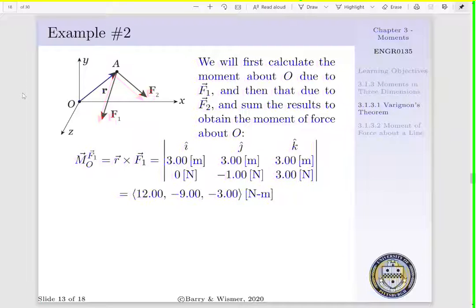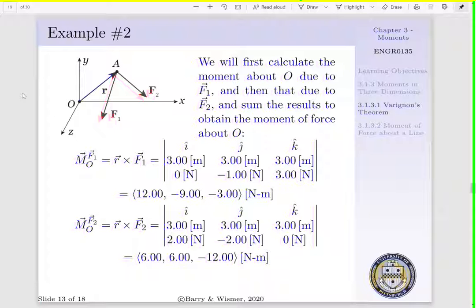To do so, we say our moment of force about point O due to F1 is equal to R cross F1. This is the determinant of our 3x3 array, where our first row is i hat, j hat, k hat. Our second row is our position vector, 3.00 meters, 3.00 meters, and 3.00 meters. Our third row is F1, which is given as 0 newtons, minus 1.00 newtons, and 3.00 newtons. Therefore, our moment of force about point O due to F1 is 12.00, minus 9.00, and minus 3.00 newton meters.